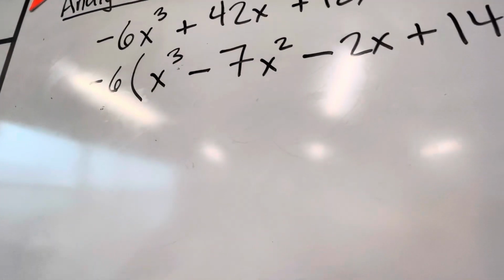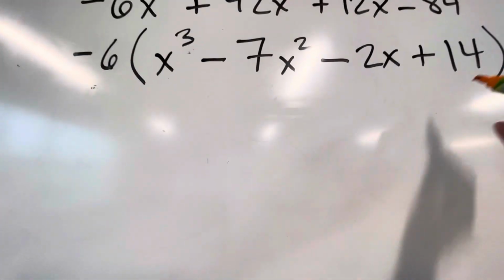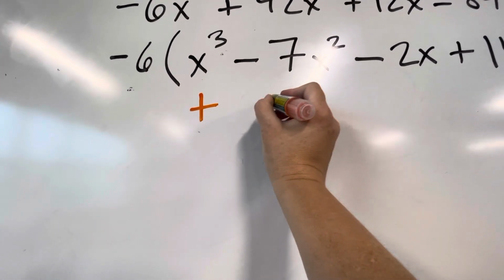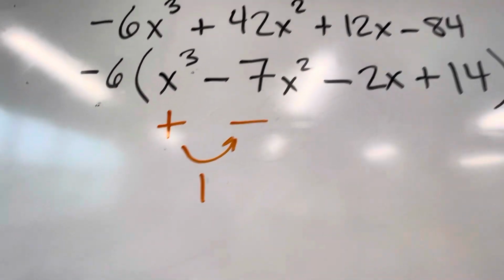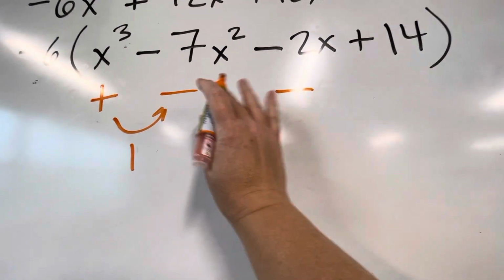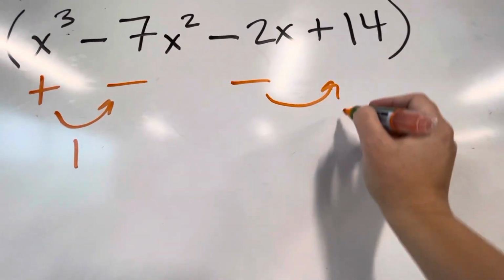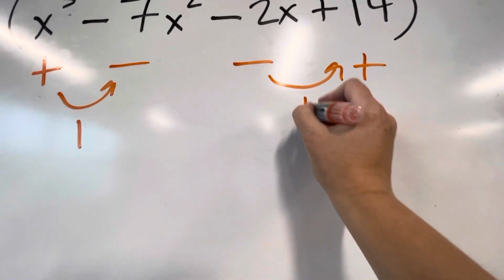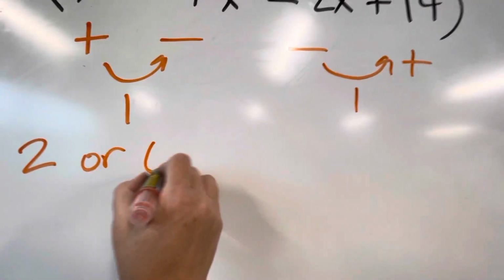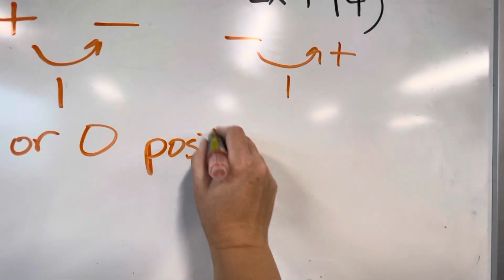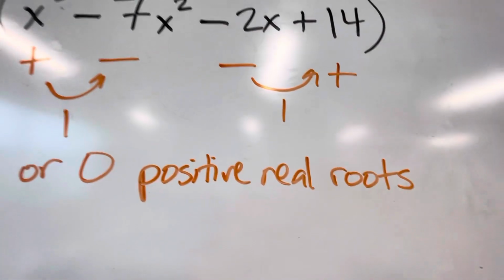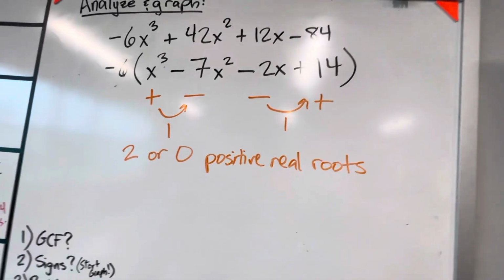So I'm going to take a quick look just inside here. I started positive, this term is positive, then I go negative, so that is a change. That is one I'm going to count on my sign changes. Staying negative, I don't count, but then going positive, I do count. So this tells me that there are 2 or 0 positive real roots. And that is Descartes' rule of signs for positive roots.